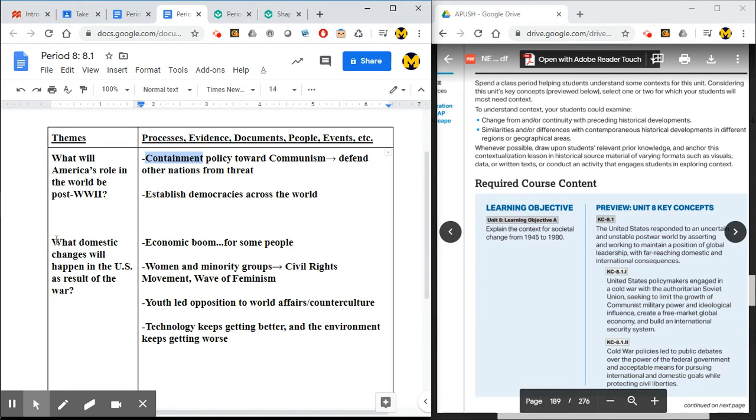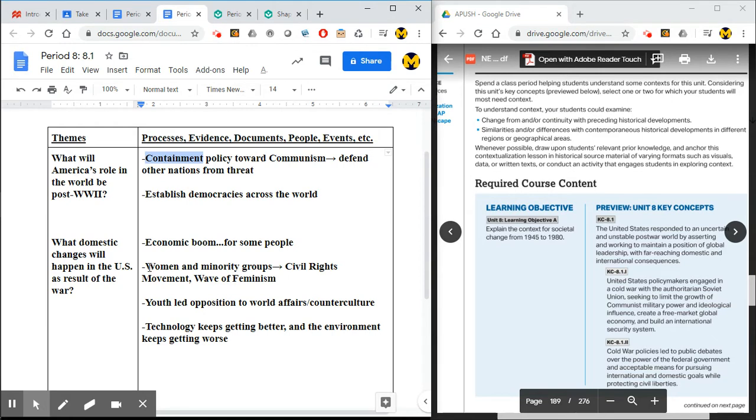The other question I want to look at is what domestic changes, because that's our objective here, societal change, what domestic changes will happen in the U.S. as a result of the war? I mentioned we're going to have an economic boom. We were booming in the early 1900s, had our depression, tried to get out of it on our own. World War II comes along, and guess what? It's production, making lots of stuff that gets us a victory in the war and also gets us out of that depression. And so we are booming at the end. I wrote here, for some people, because we're going to talk about groups that were not necessarily receiving the benefit of that economic boom.